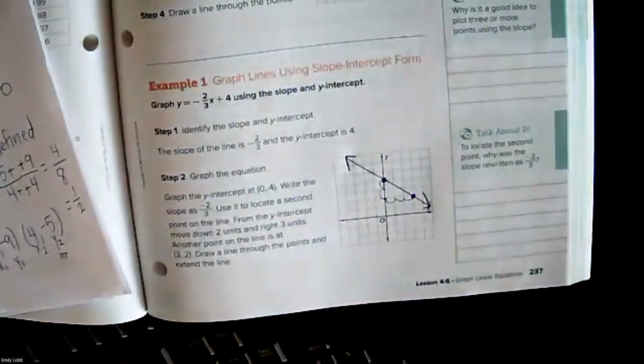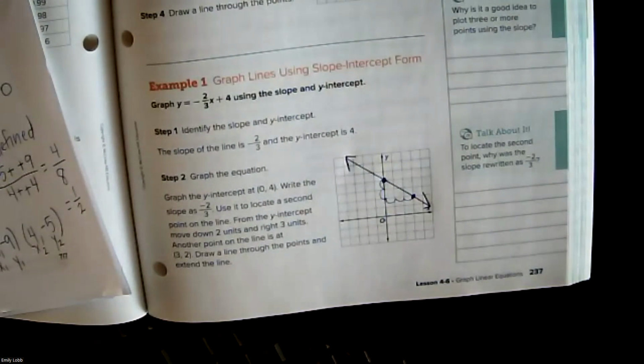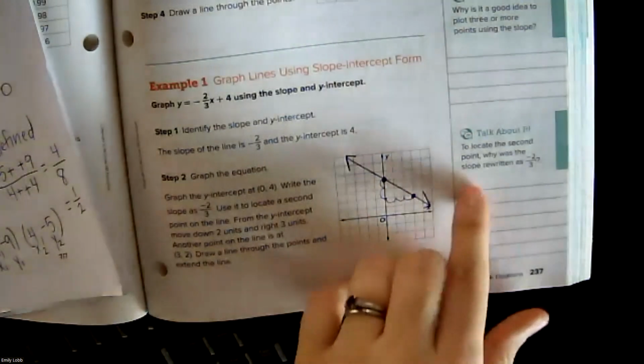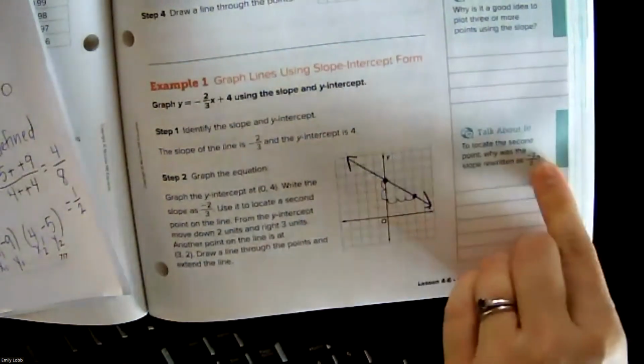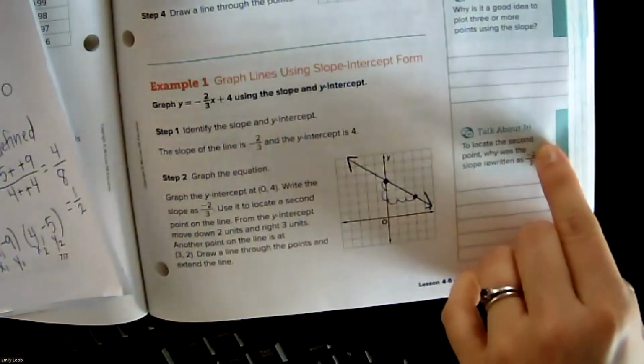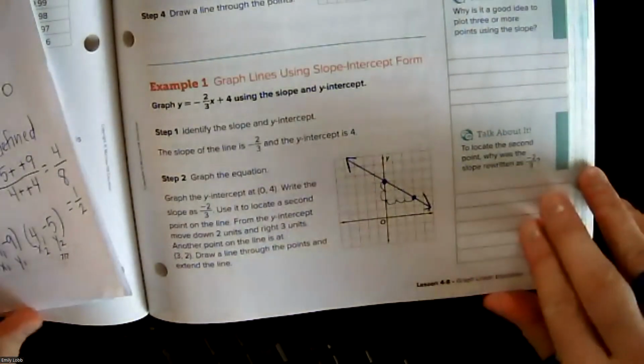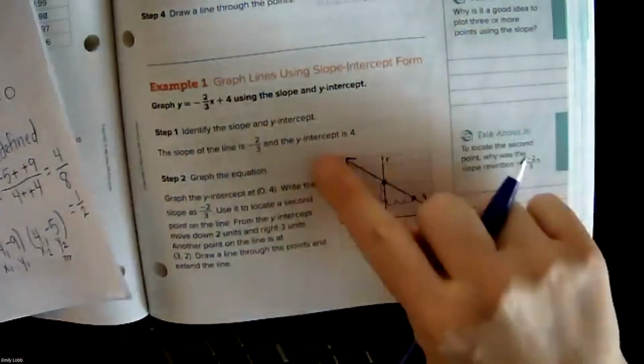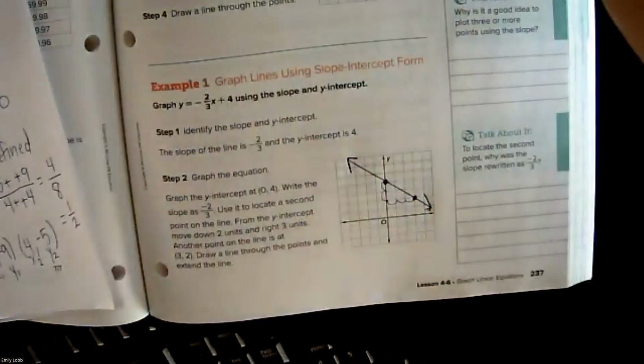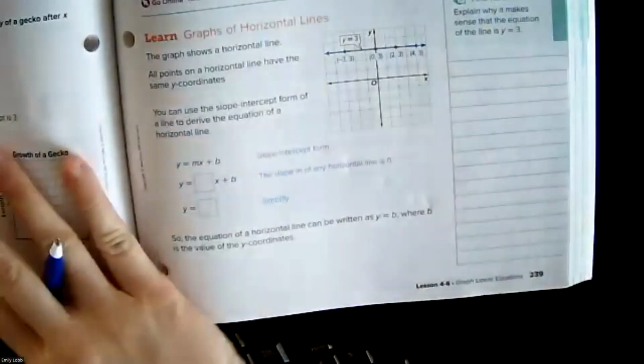So that's what your line should look like. All right, think about why we rewrite it: we have to assign the negative to the top or the bottom so that we know we're either going down and right or up and left, because it is a negative slope. Nice negative. All right. Try this check on page 238.